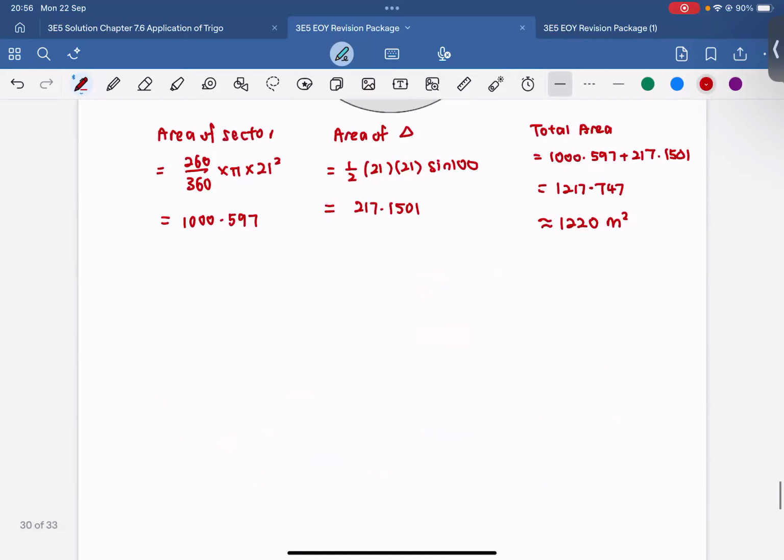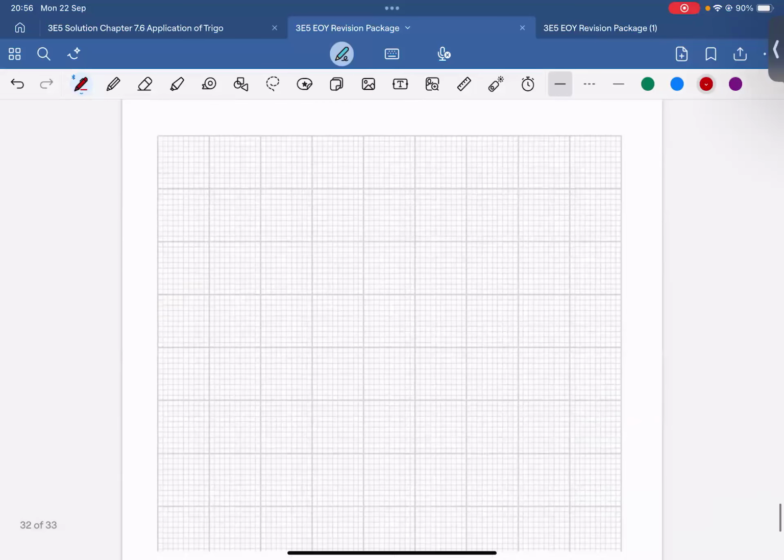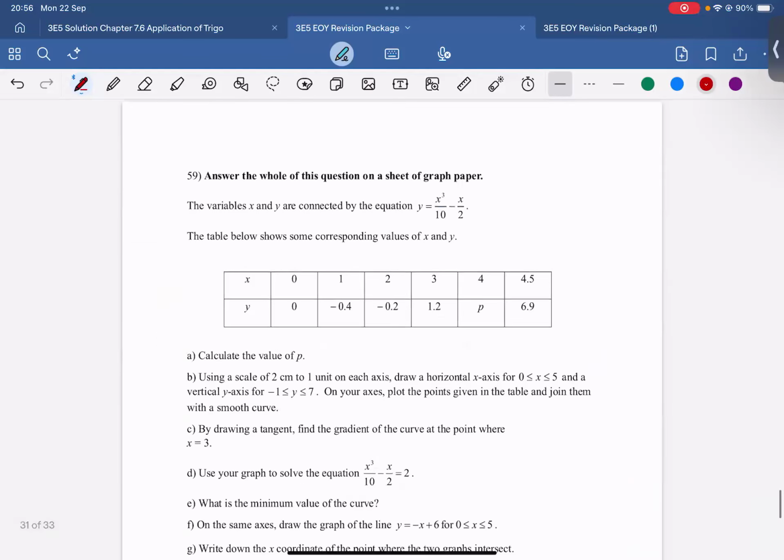Okay, very simple, brief questions that you all do. Okay, last graph. Can I draw? I'm not sure. Let's see.